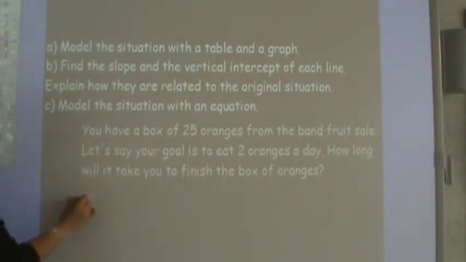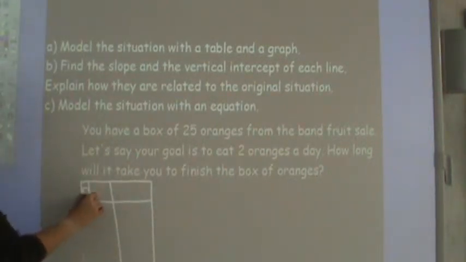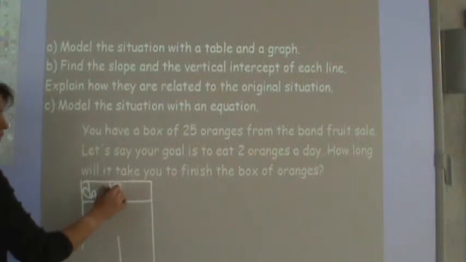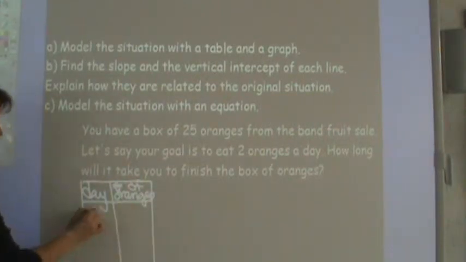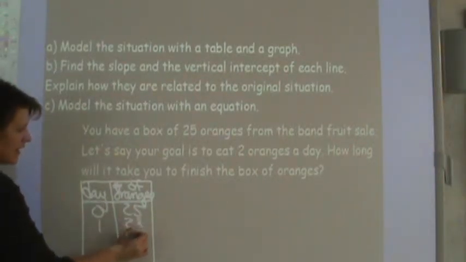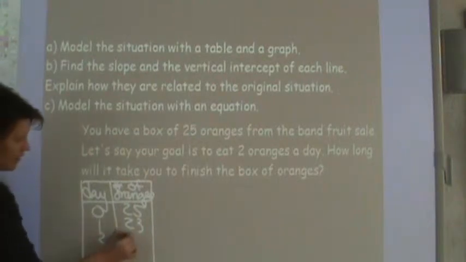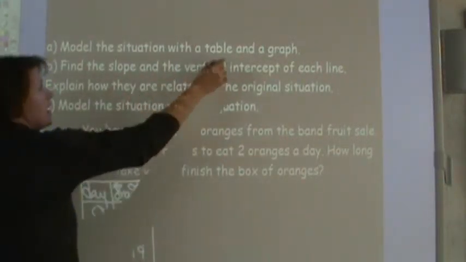All right, so a table would just be like this. So we'd have our day, and we'd have our number of oranges. So on day 0, we had 25 oranges. After day 1, I ate 2, so now I'm down to 23. Down to 21, down to 19, etc. All right, that's our table.